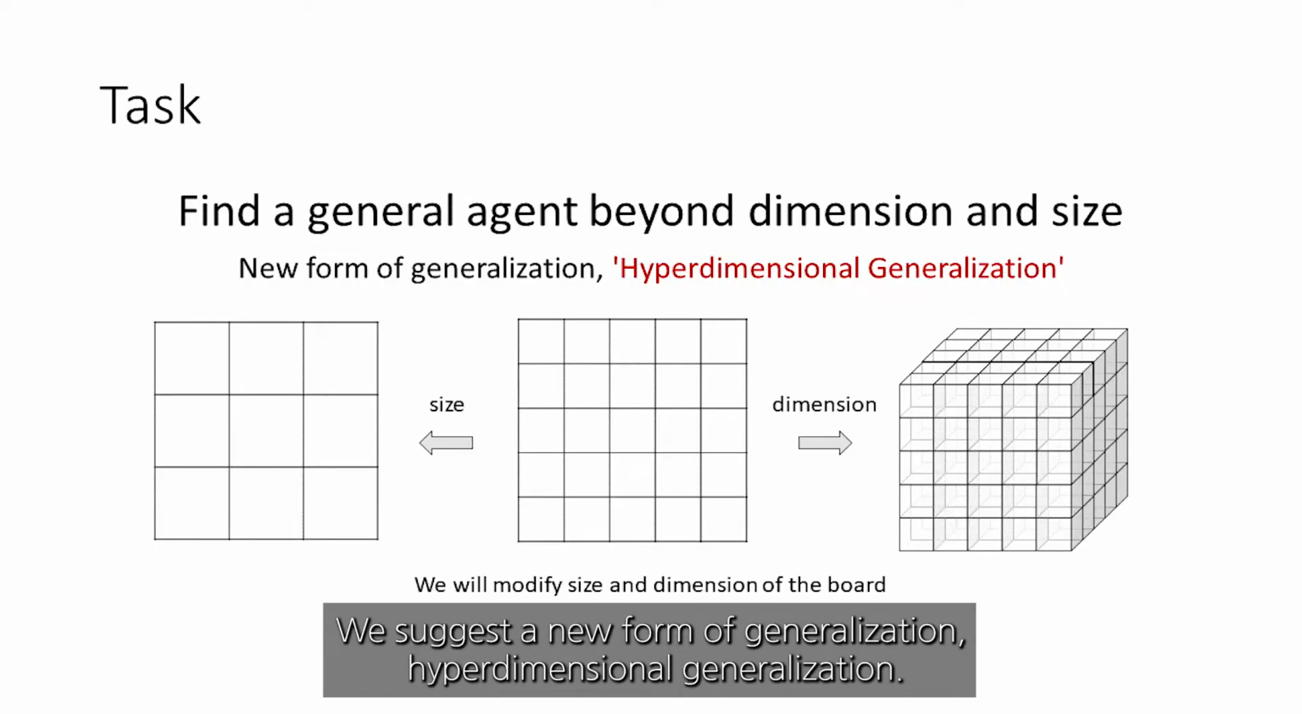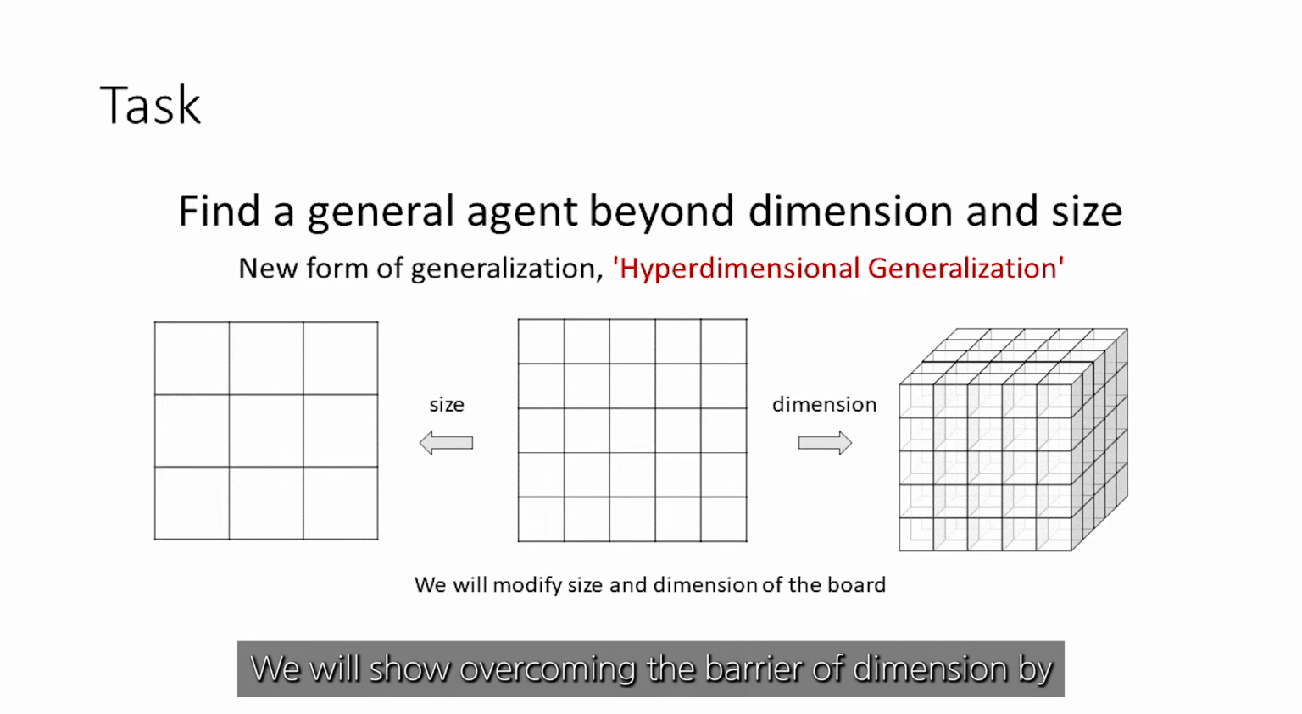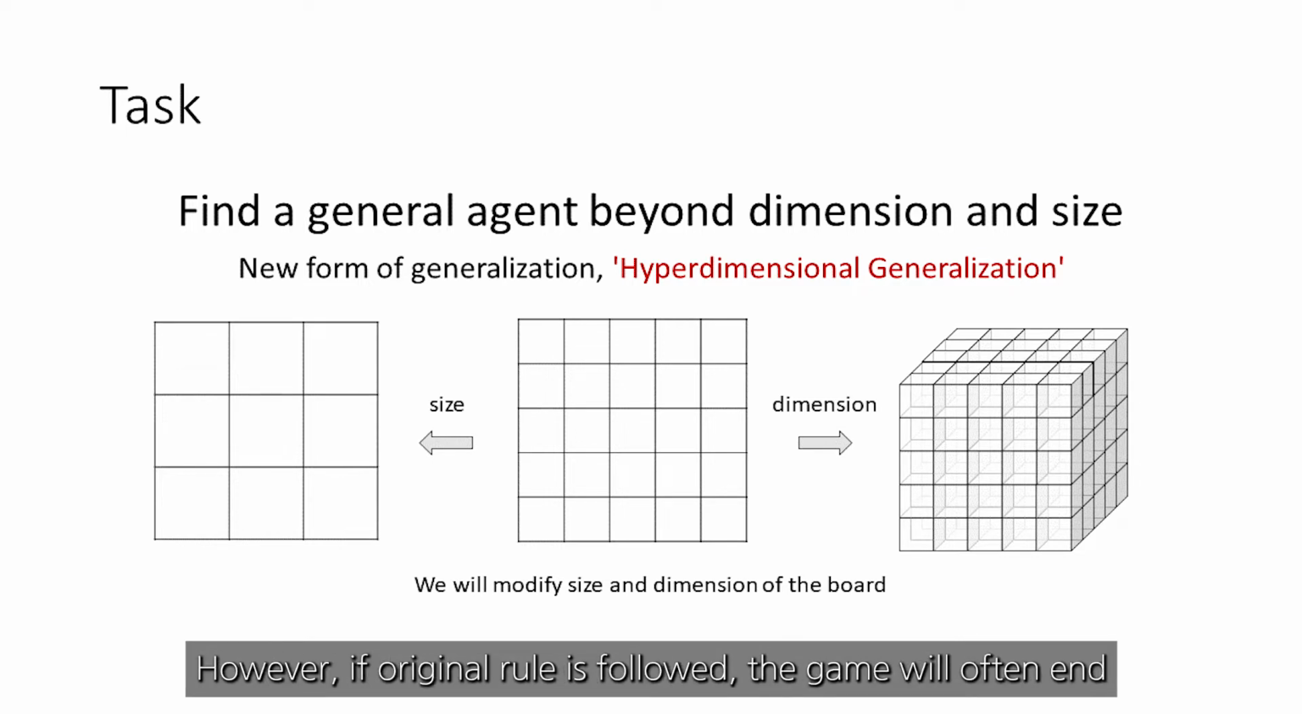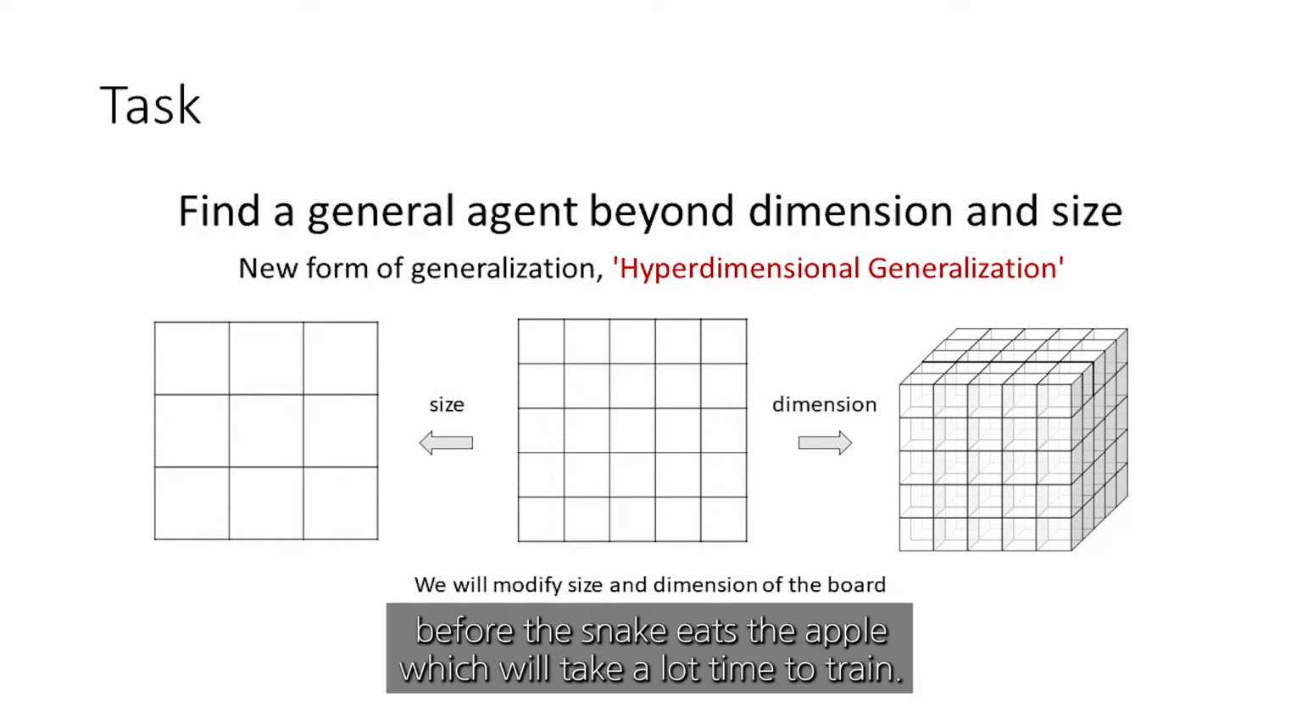We suggest a new form of generalization, hyperdimensional generalization. We will show overcoming the barrier of dimension by reinforcement learning with a graph neural network on the snake game. However, if the original rule is followed, the game will often end before the snake reaches the apple, which will take a lot of time to train.